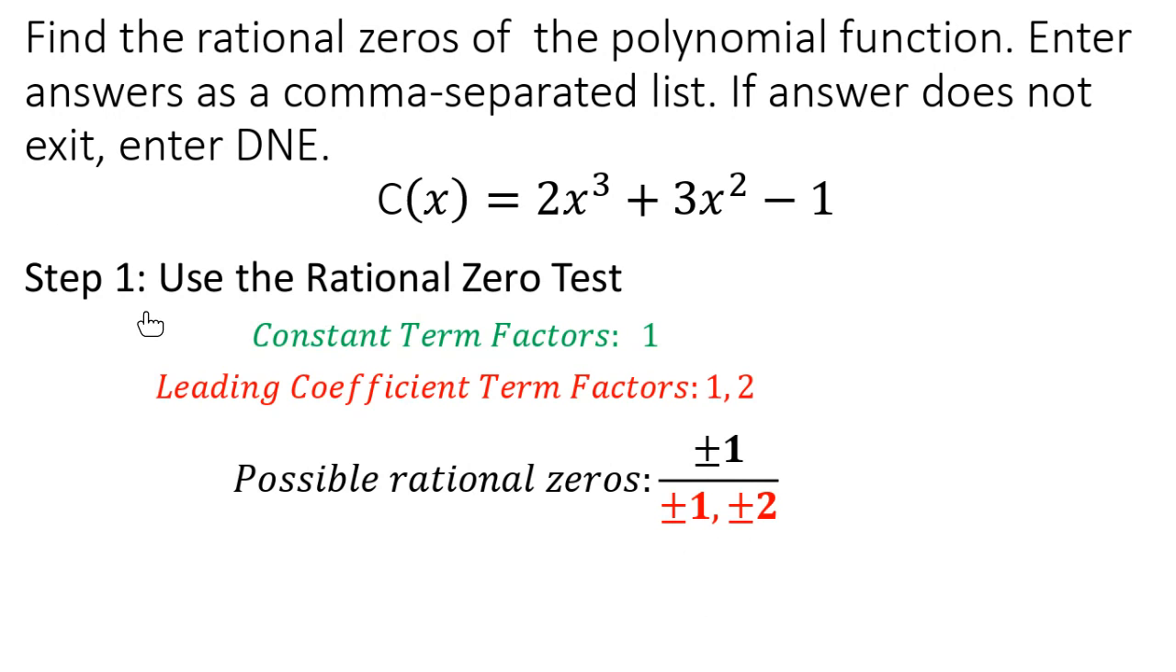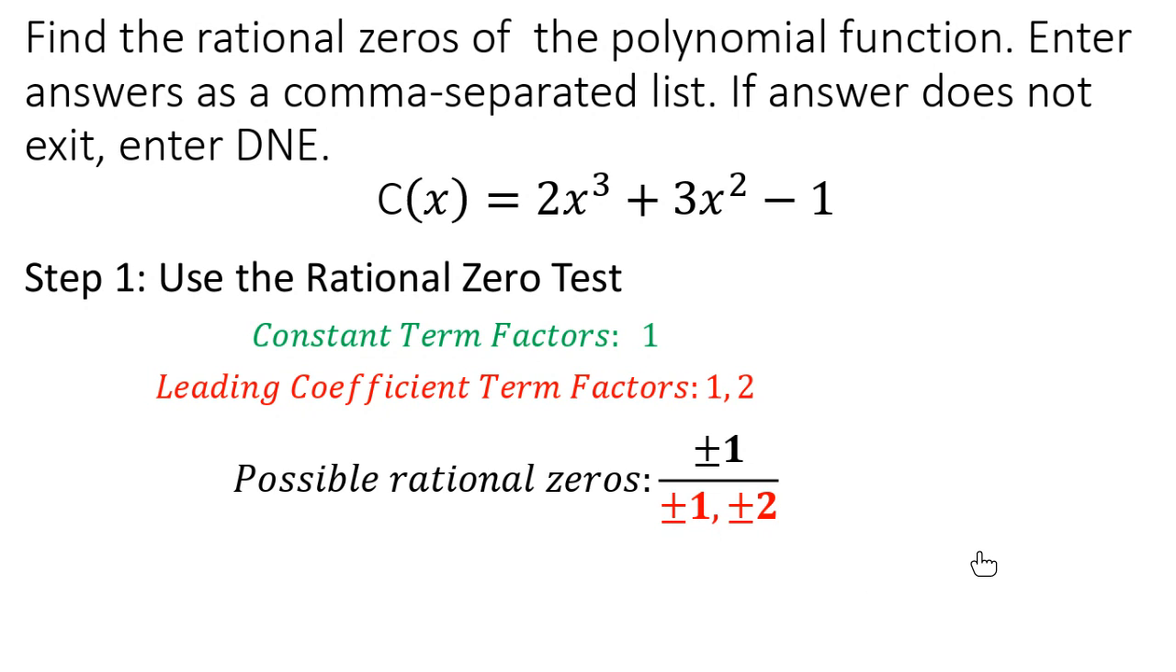So the first step, use the rational zero test. So my constant is negative 1, so my factors for 1 are going to be 1. And my leading coefficient is a 2, so my factors for 2 are going to be 1 and 2. So I can write this ratio and divide them. On the top, you always put your constant, and the denominator is always going to be your leading coefficient. So I'm going to have plus or minus 1, and then plus or minus 1 and 2.